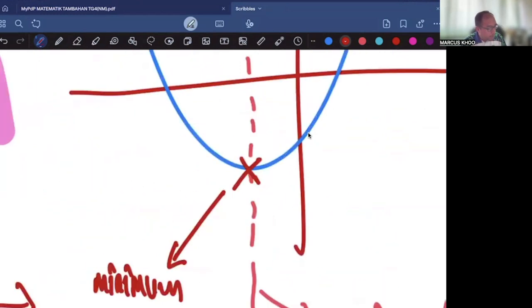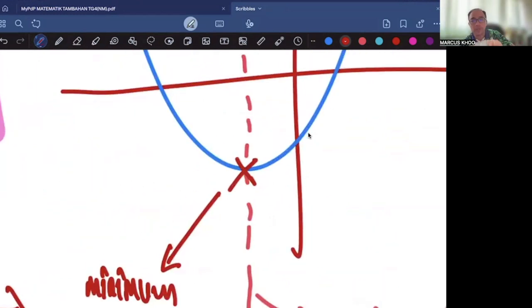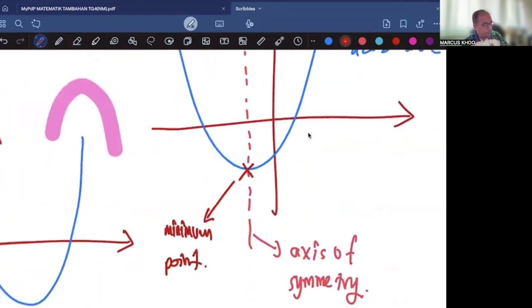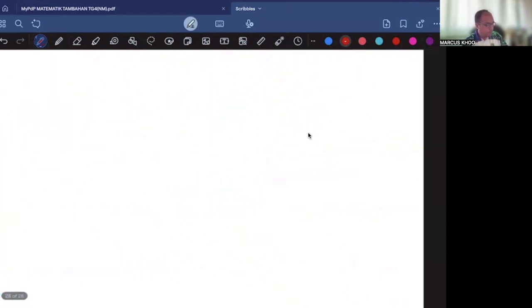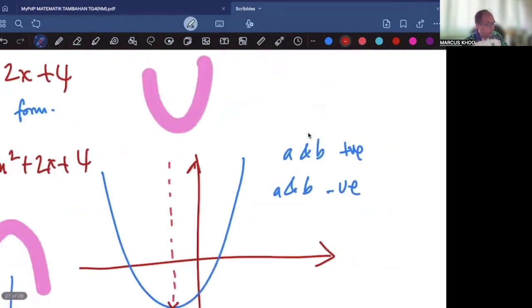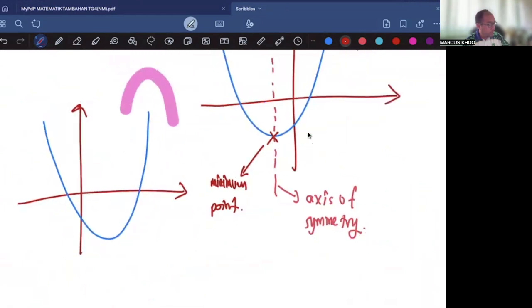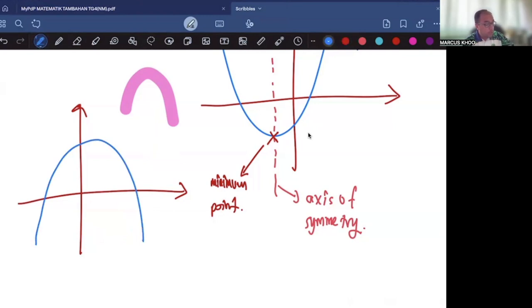Okay, why is it the minimum point? Because it's the lowest point on the graph. If it is the other way around, as in, let's say your graph is like this, your axis of symmetry will be here, and you will have a point over here, which is the highest. This is known as a maximum point.